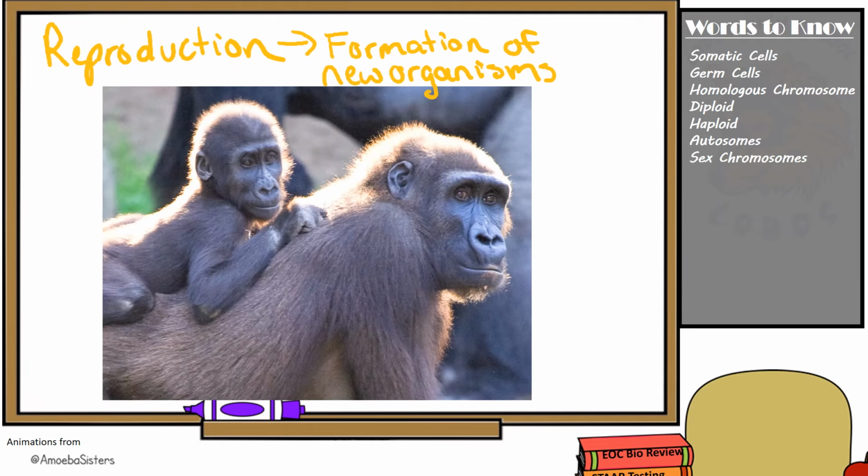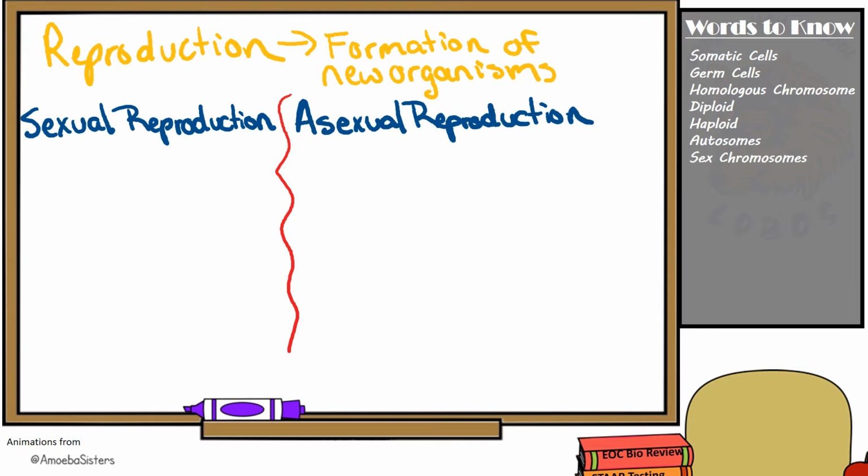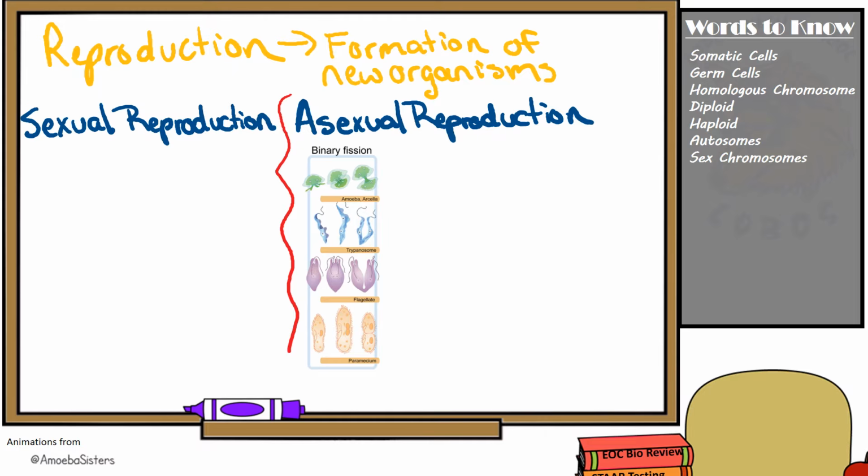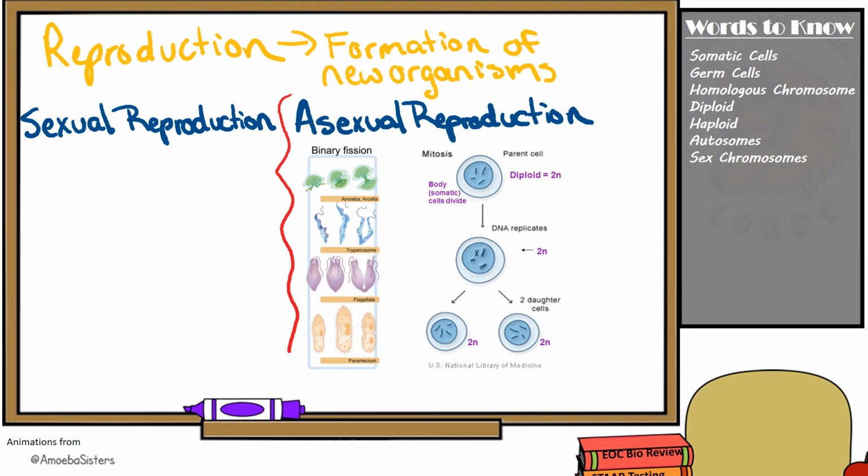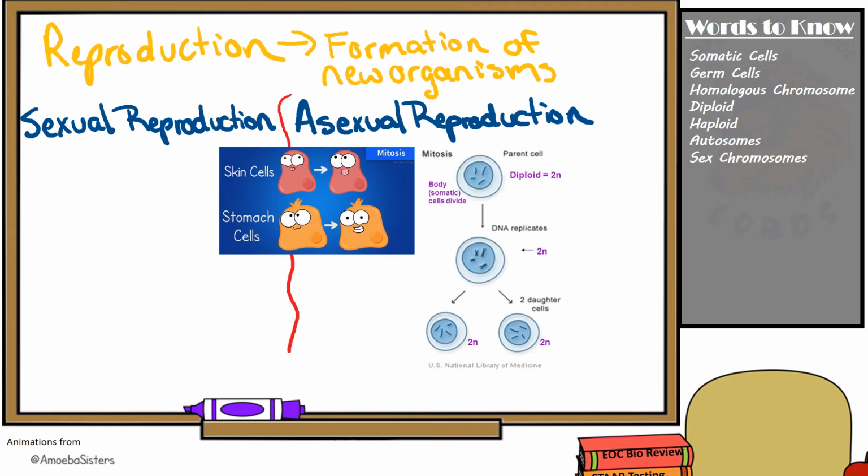The formation of new organisms of the same species is called reproduction. Overall, there are two types of reproduction: asexual reproduction and sexual reproduction. Now, we've discussed asexual reproduction a bit in previous lectures. This is the reproduction that requires only one parent, and most single-celled organisms like bacteria use this form of reproduction. It's known as binary fission. Most eukaryotes, including humans, use mitosis as a form of developing new somatic cells, also known as body cells.